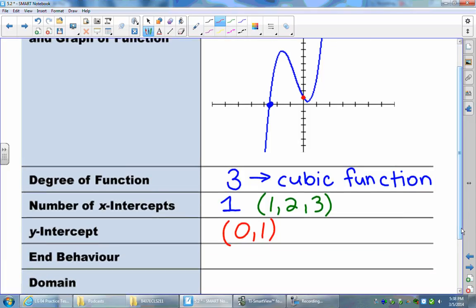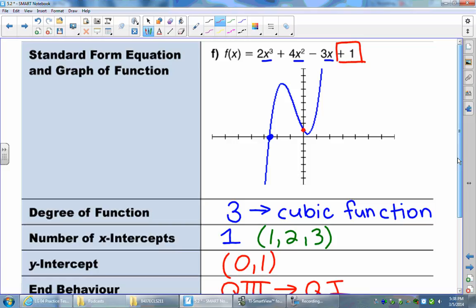The end behavior here, well, the function is starting in quadrant 3, and it's extending into quadrant 1. And you'll notice that this is very similar behavior to a positive linear function. So positive cubic functions start in quadrant 3 and move into quadrant 1, as well as positive linear functions also start in quadrant 3 and extend into quadrant 1.